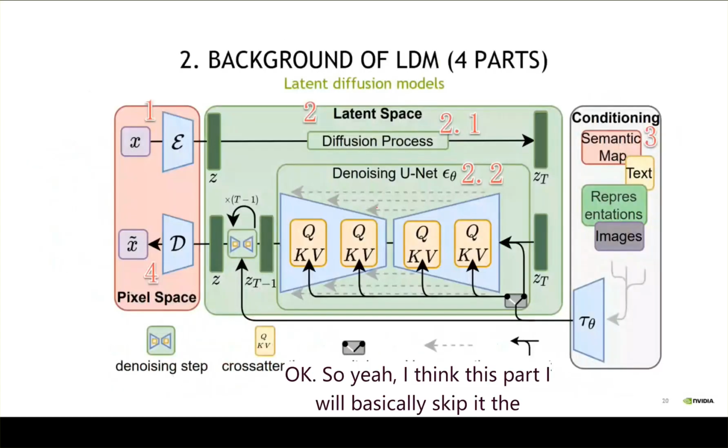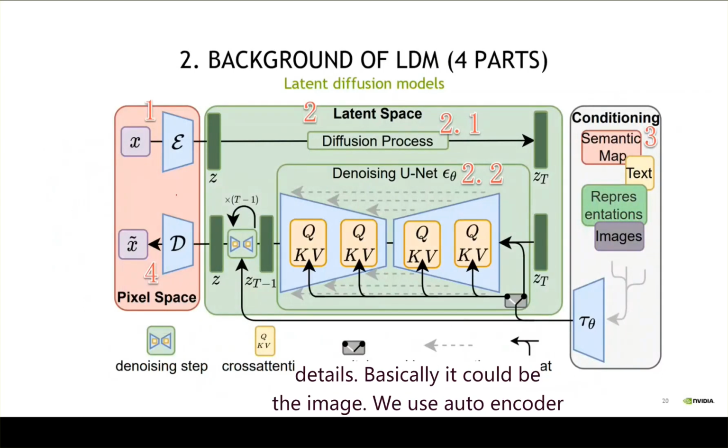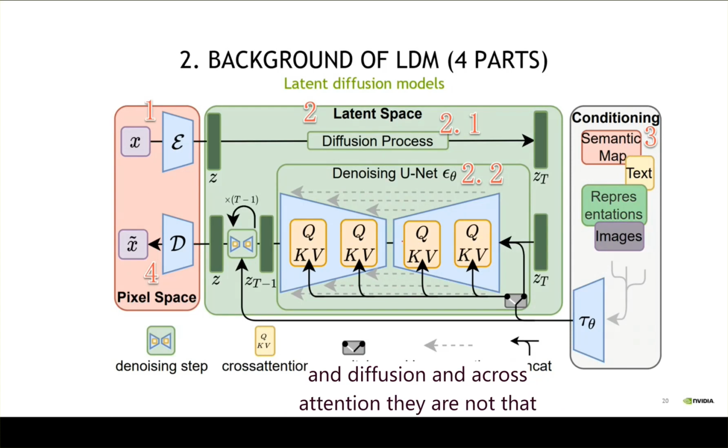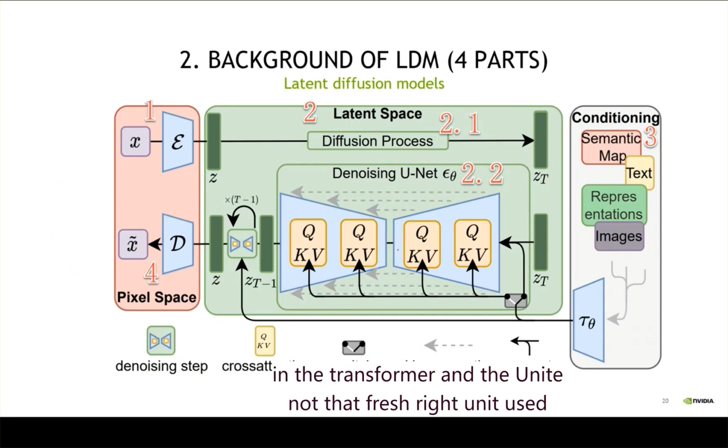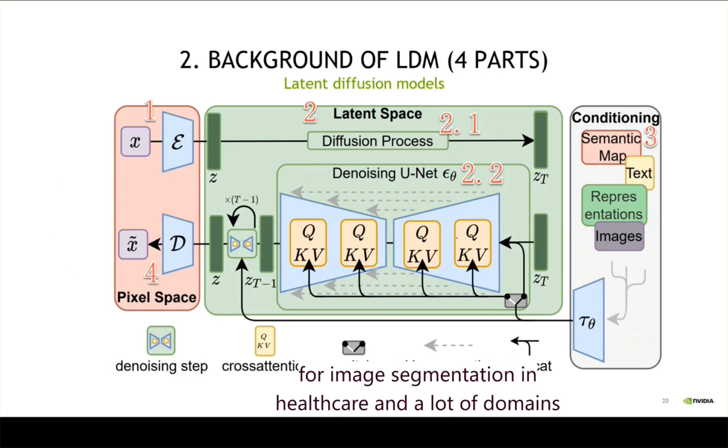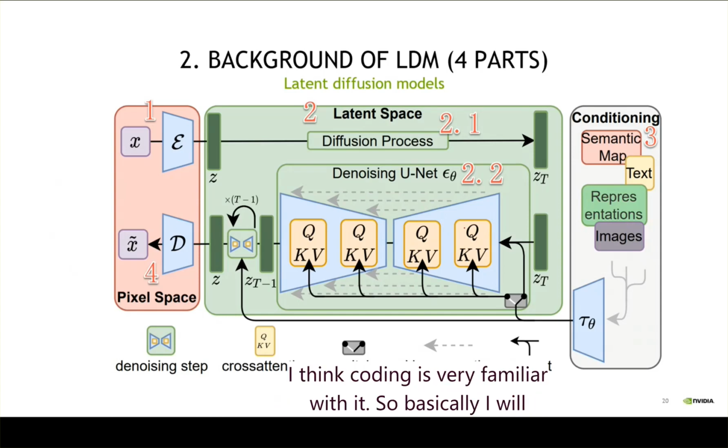Okay, so I think this part I will basically skip the details. Basically, it could be the image. We use autoencoder and diffusion and cross-attention. They are not that important because cross-attention appears so frequently in the transformer. And the U-Net is not that fresh, right? U-Net is used for image segmentation in healthcare and a lot of domains. I think Colin is very familiar with it.